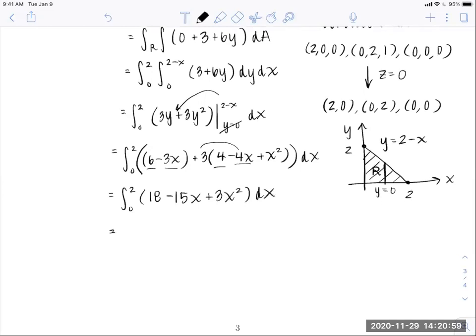All right, and we integrate with respect to x: 18x minus 15/2 x squared plus x cubed from 0 to 2. We won't plug in 0. And so what I get is 36 minus 30 plus 8. So 6 plus 8 is 14 units.